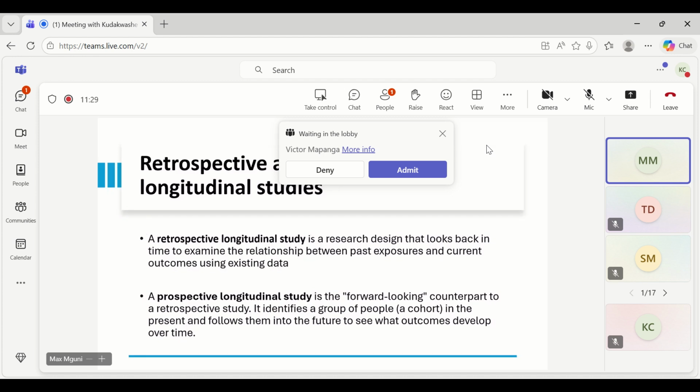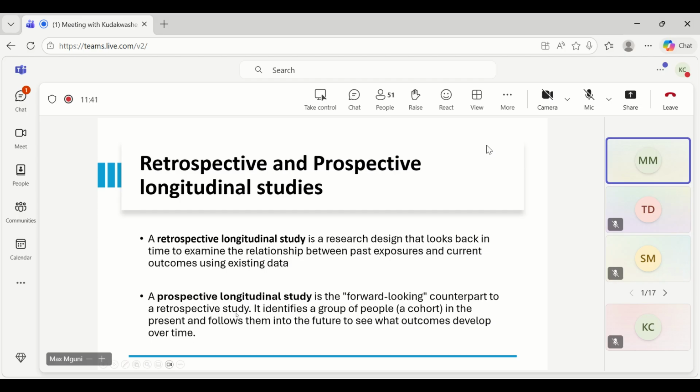It identifies a group of people, a cohort in the present, and follows them into the future to see what outcomes develop. Usually this is done on healthy individuals at the start, but you are now focusing on their different types of exposures. You follow them over a period of time, and then you see how it ends up. For example, you may take healthy individuals, but some are smokers, some are not, and then you see how the smoking affects them in the long run.